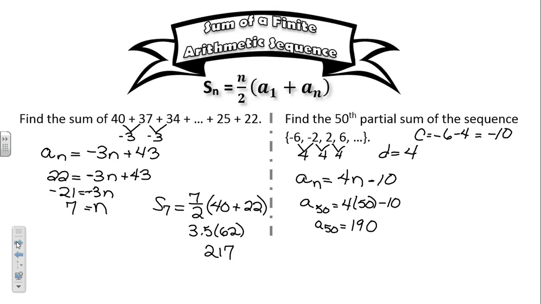To find the sum, the 50th partial sum of this, we need to take our n, 50, divided by 2, times the first plus the last. First term was negative 6. Last is 190. So 184 times 25 gets us what? 4,600.